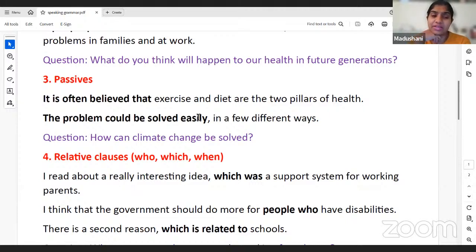I read about a really interesting idea. Sorry, I read about a really interesting idea, which... the past tense of read is spelled the same, but when we say it we pronounce it as 'red'. I read about a really interesting idea.